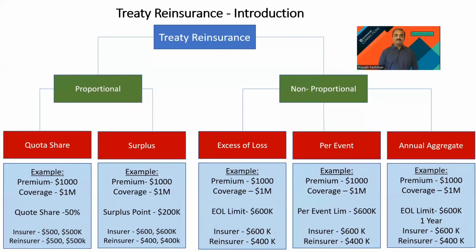In this example, the premium is not shared proportionately like the coverage. So the premium will be worked out offline by the insurance company and the reinsurance company, and then arrived at. This is excess of loss.